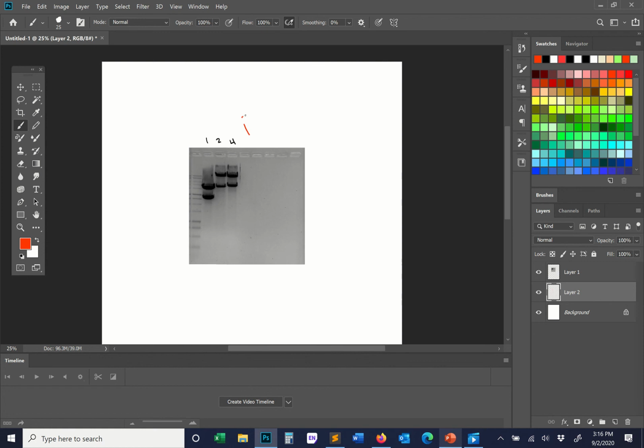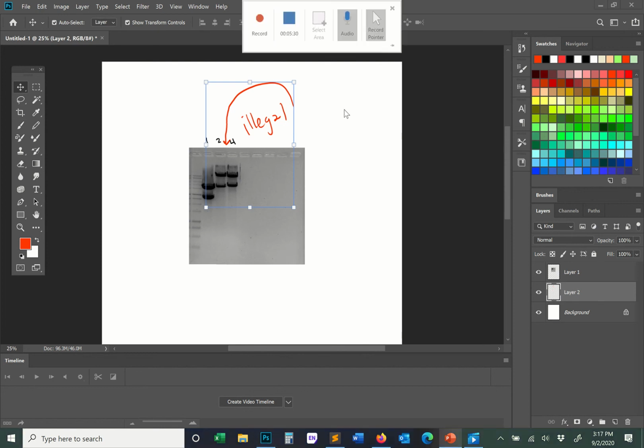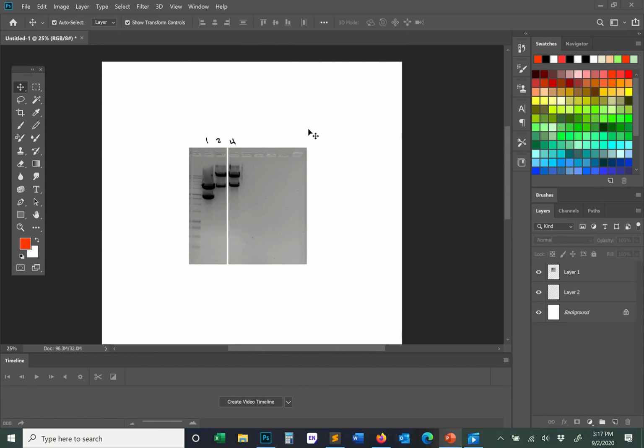What's going on? Illegal. That is illegal. You cannot do that. You always must mark for the reviewer where a crop was made, if it was made. You can only crop like this. Understood? Good.